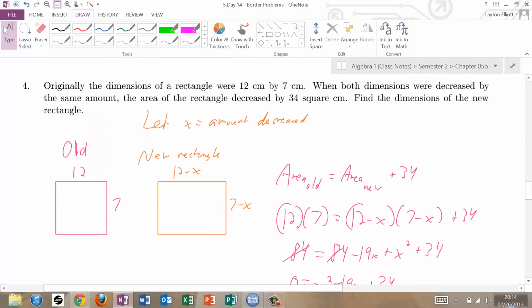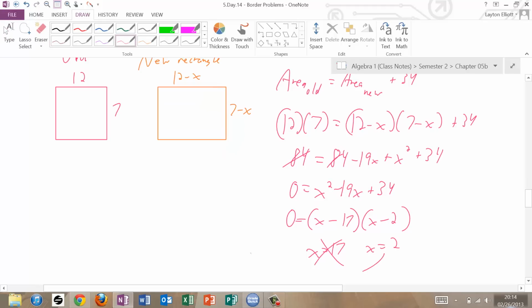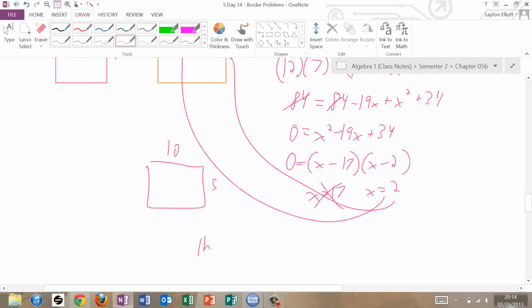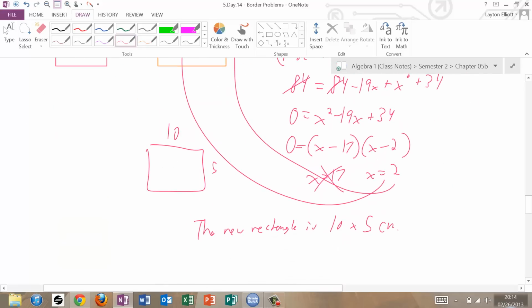It wants to know the dimensions of the new rectangle. Well, if I plug 17 into either of these, I'm going to get a negative number. So that means that 17 is out. But if I plug 2 in, that works. Plugging 2 in gives me a new rectangle of 10 by 5, 12 minus 2 and 7 minus 2. So we can say the new rectangle is 10 by 5 centimeters. Done.